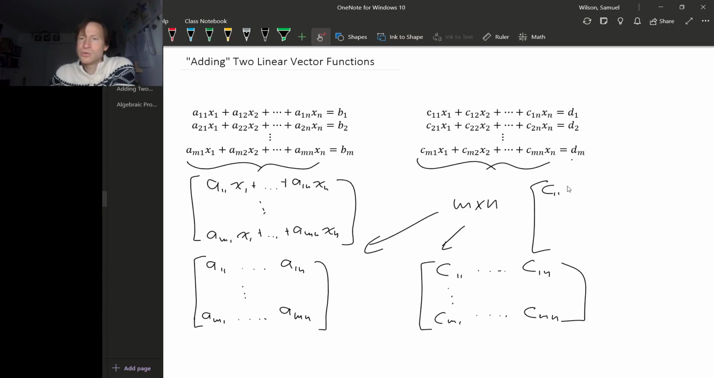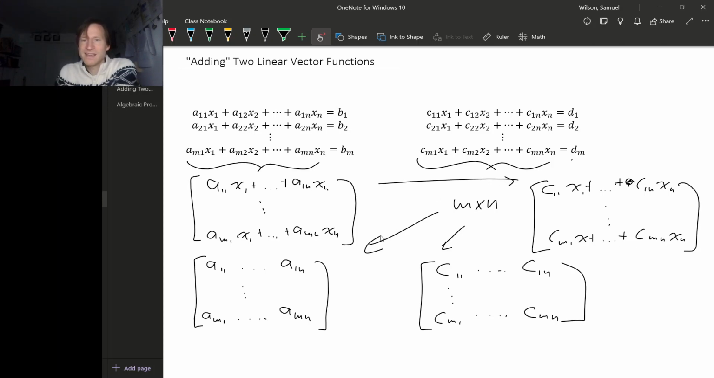One thing you can do with these two linear vector functions is, well, since they're both producing vectors, you can add these linear vector functions, right? How do you add vectors? Well, you just add them component by component. Right? So add first components, add second components, all the way up to last components.